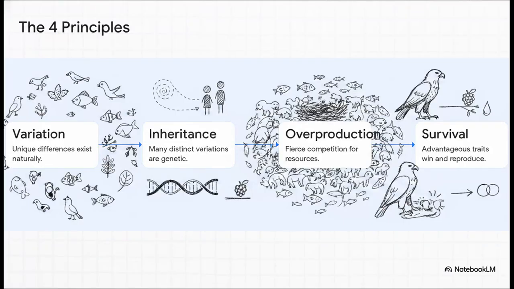Whenever you think about natural selection, I want you to picture 4 fundamental pillars. Step 1 is variation. No two individuals are exactly alike. These unique physical and behavioral differences just exist naturally. Step 2 is inheritance. A lot of these distinct variations are genetic, meaning they can be passed down. Step 3 is overproduction, which we just talked about. Too many offspring, not enough resources.